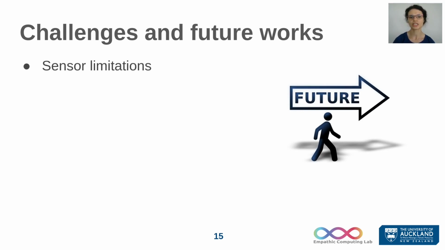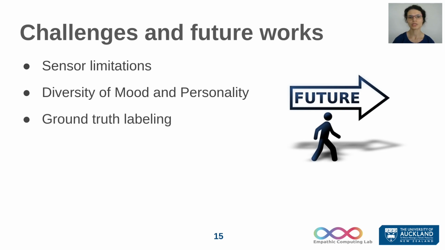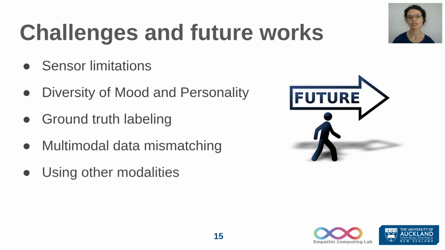Some sensor limitations like setup difficulty, variety in mood and personality, ground truth labeling for smaller chunks of data, and mismatching between modality predictions should be more explored in the future. Also, using other behavioral and physiological modalities and exploiting robust deep learning methods and effective fusion strategies could improve the recognition result in the future.